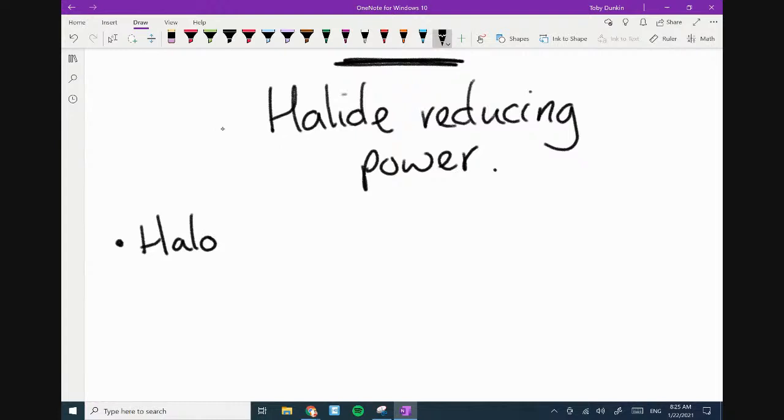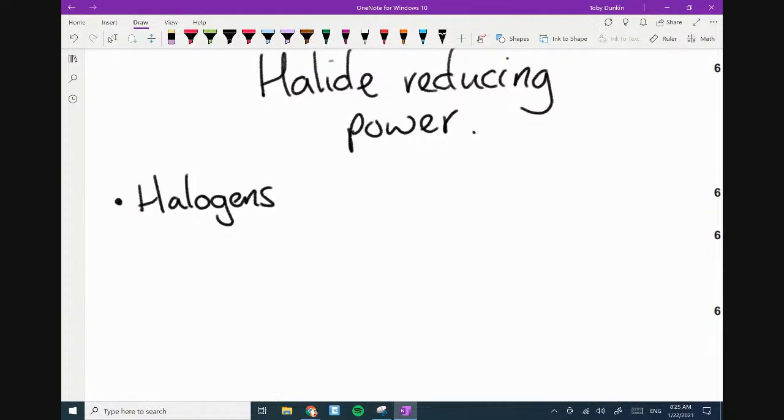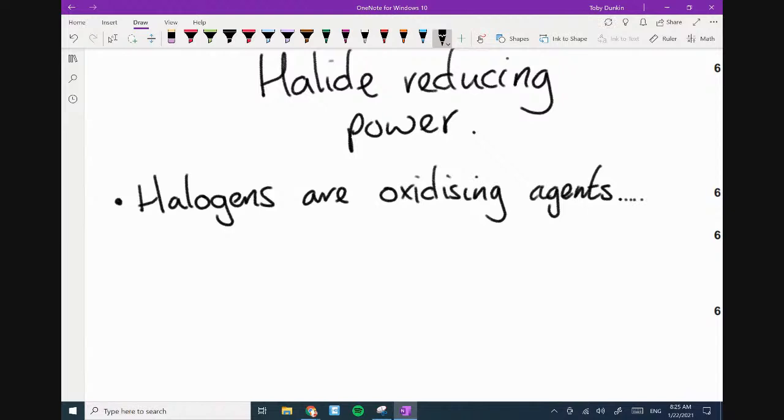halogens, I just quickly want to check that the chat's working. Yeah, that's okay. So halogens are oxidizing agents. Oliver, in terms of electrons, what's happening to an oxidizing agent? Mm-hmm, that is absolutely correct. Well done.